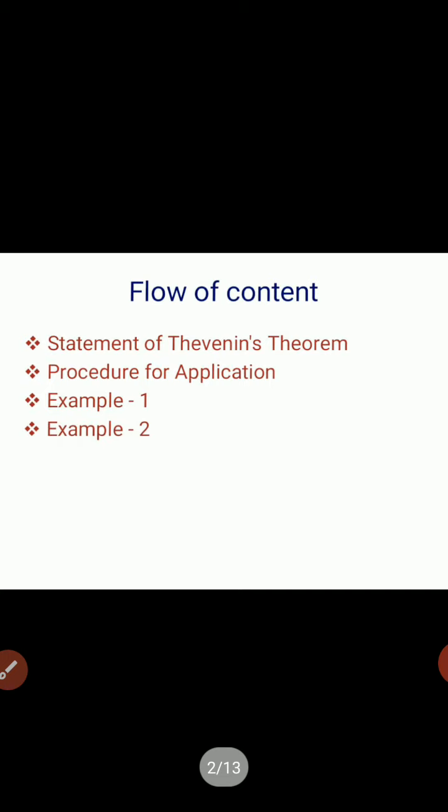Here is the flow of content of our topic. First of all, we discuss the statement of Thevenin's theorem. Then the procedure for application, how it will be applicable and which conditions we have to take in. Then we go for example number 1 and example number 2. First of all, we discuss the statement of Thevenin's theorem.